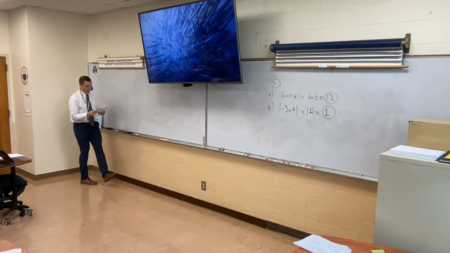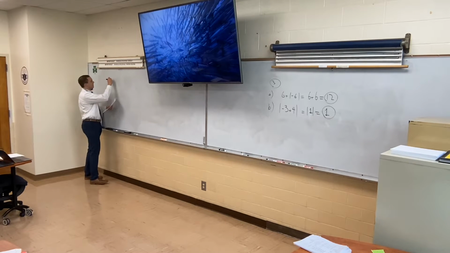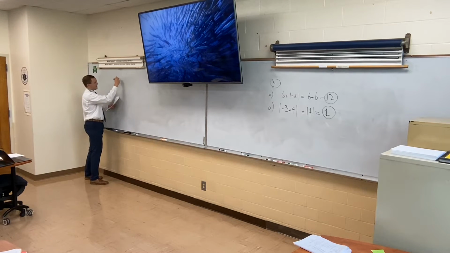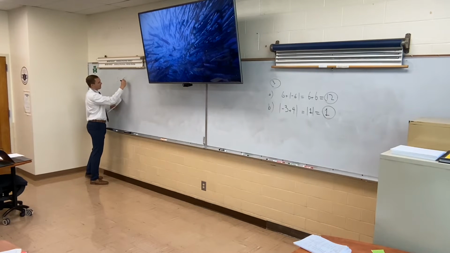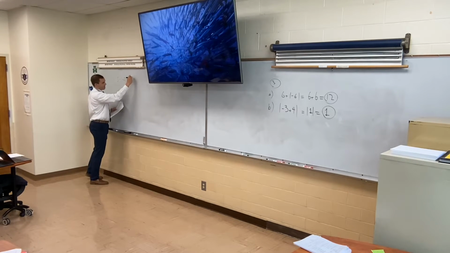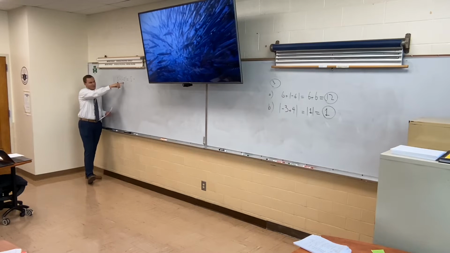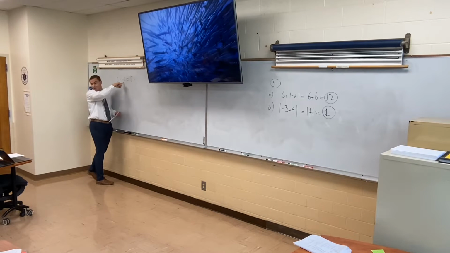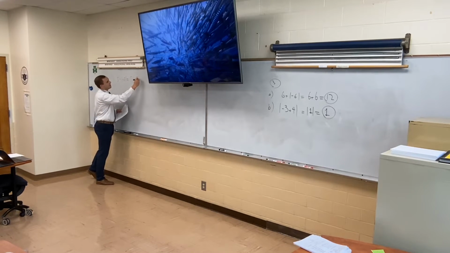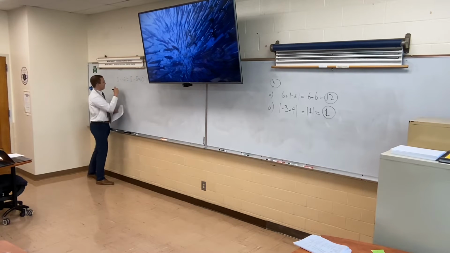Okay, now let's do C and D. C, 5 minus the absolute value of -5. So I have 5 minus, and then I'm going to do my absolute value of -5, which is 5, and then 5 minus 5 is 0.